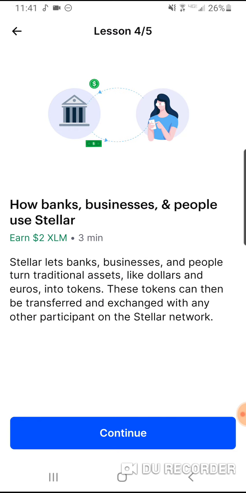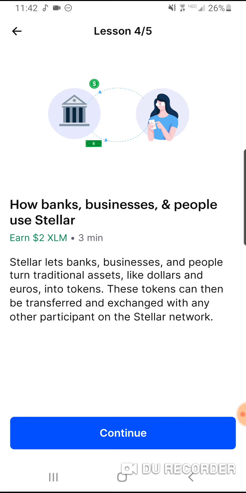Any asset can be turned into a token on Stellar. Traditional currencies, cryptocurrencies, real estate investments. So whether you're a bank, a business, or a person, Stellar makes it possible to quickly and efficiently issue, exchange, and transfer tokens in an entirely new way.